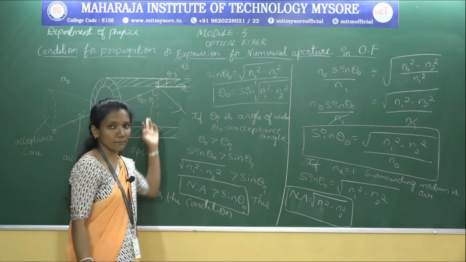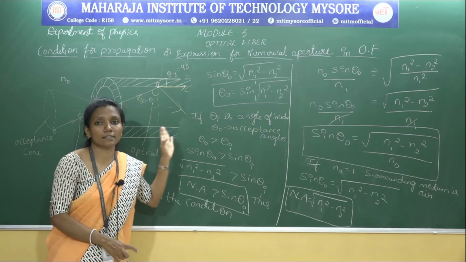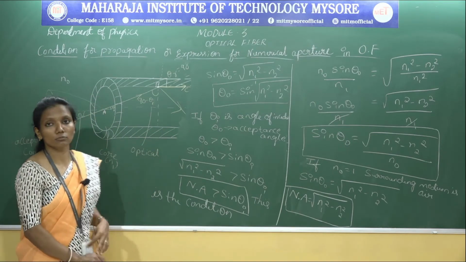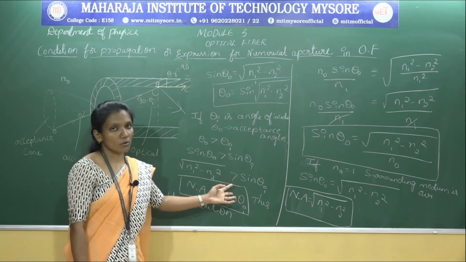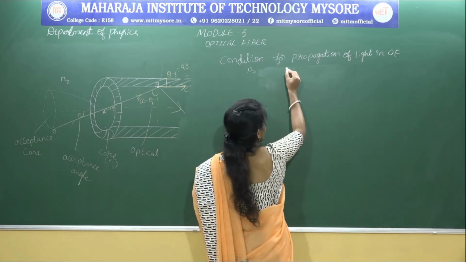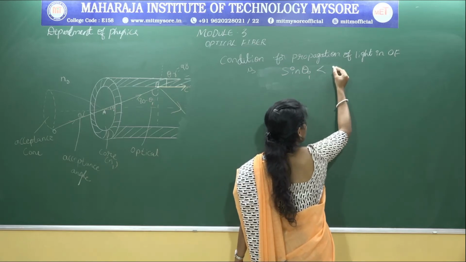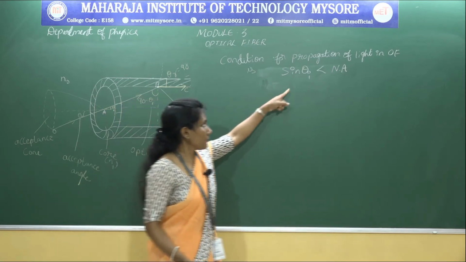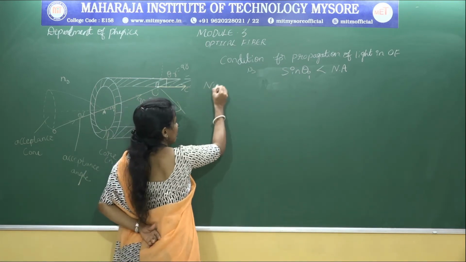So, the numerical aperture measures the efficiency of the optical fiber, how much light can be gathered inside it. Questions may ask for the expression for numerical aperture or the condition, so we have to derive this. The condition for propagation of light in an optical fiber is sin theta I is less than the numerical aperture.